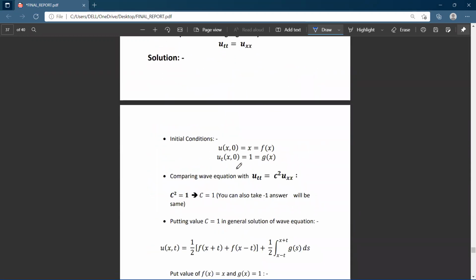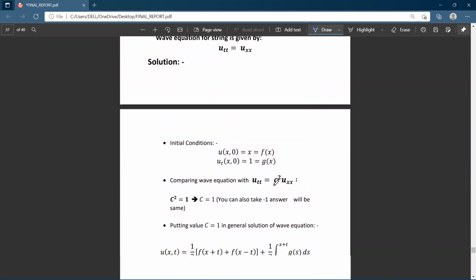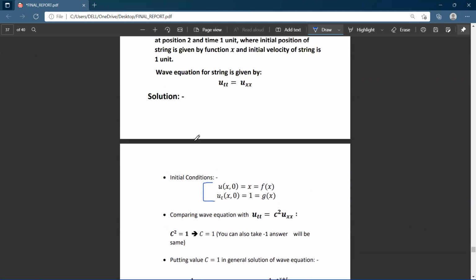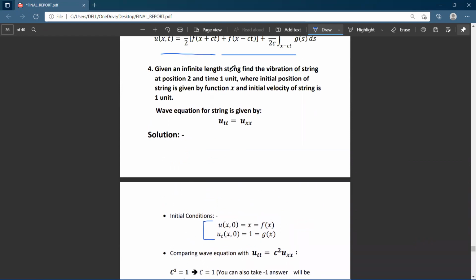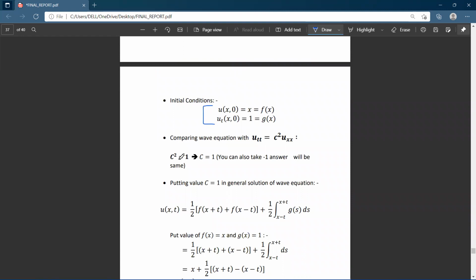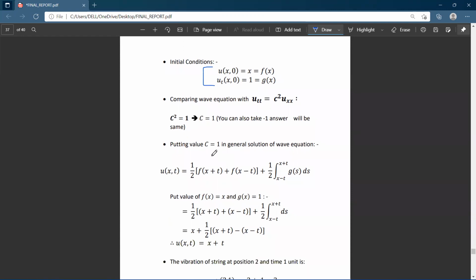Comparing that with the standard formula, you will get c squared equal to 1. These both are the initial conditions: the initial position of the string is given by x, meaning u(x,0) = x. The initial velocity of the string is 1, meaning u_t(x,0) = 1. So c squared is 1 and c is equal to 1, or you can take minus 1 as well; there is no difference in the result.